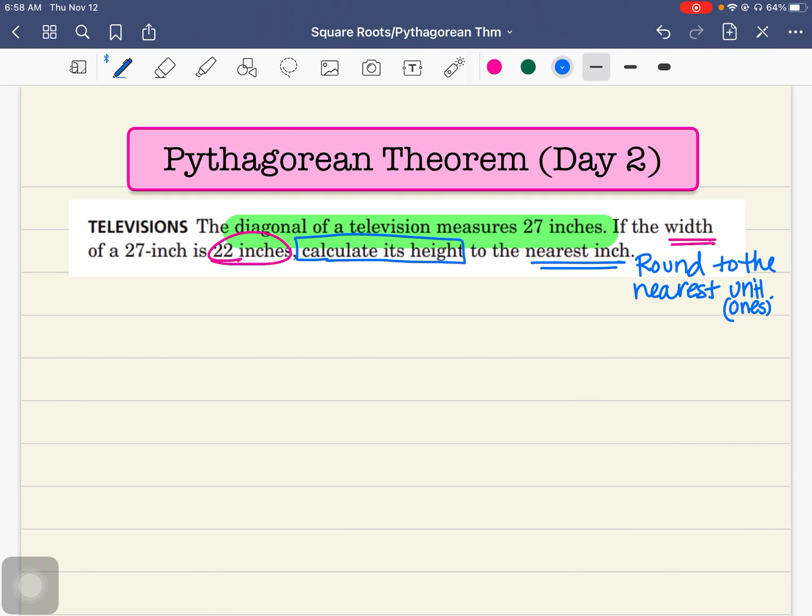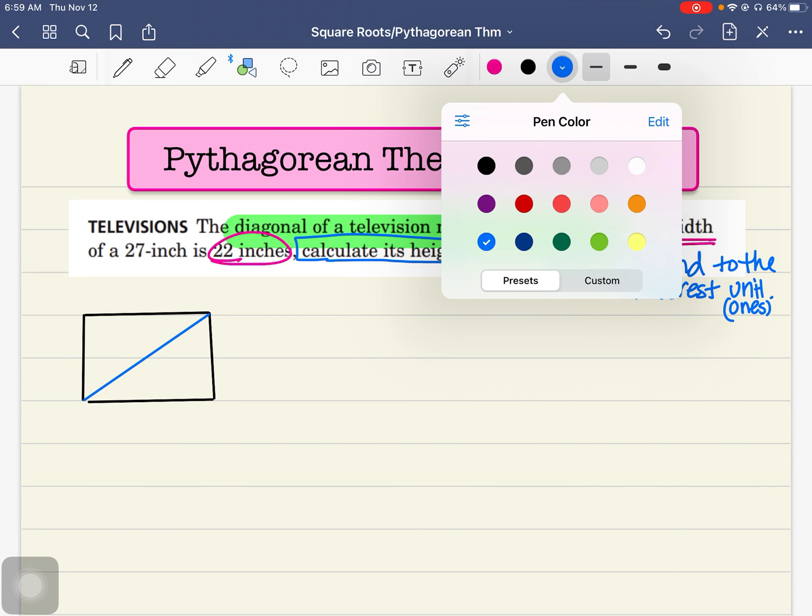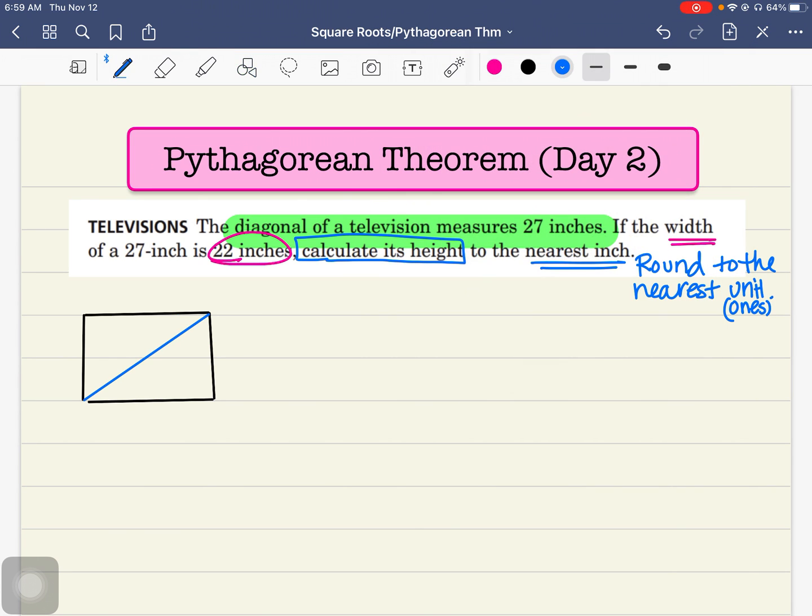This is all written out in words, so for these problems especially, we need to draw a picture. In this case, it's going to be a rectangular television, so I'm going to draw a rectangle like this. They tell us the diagonal is 27 inches, so we have to remember what a diagonal is. A diagonal goes from one corner to its opposite corner like that. So we know that this is 27 inches.